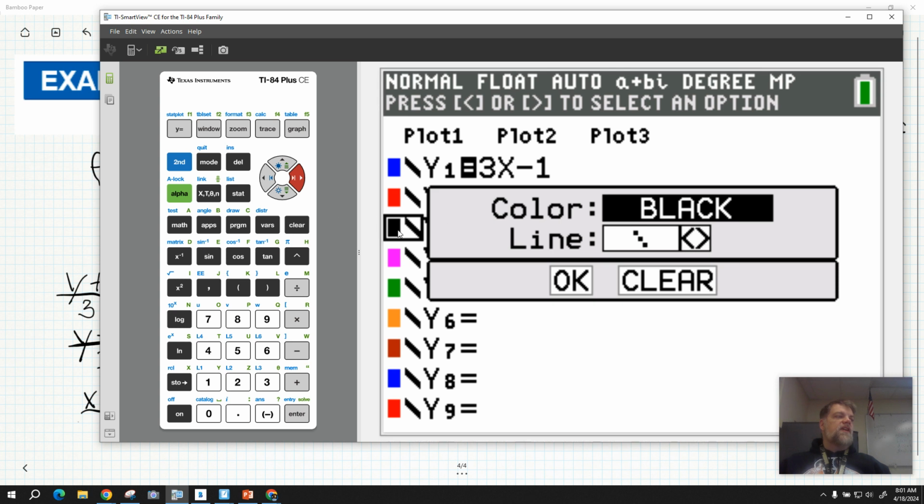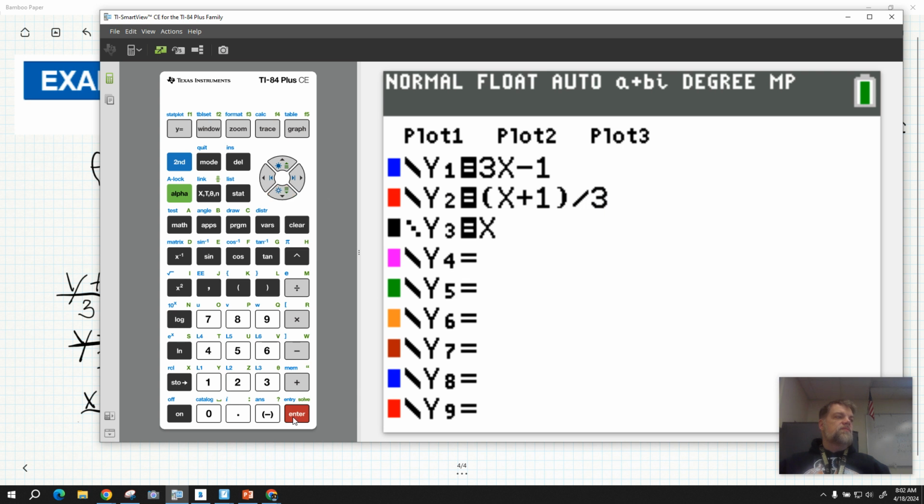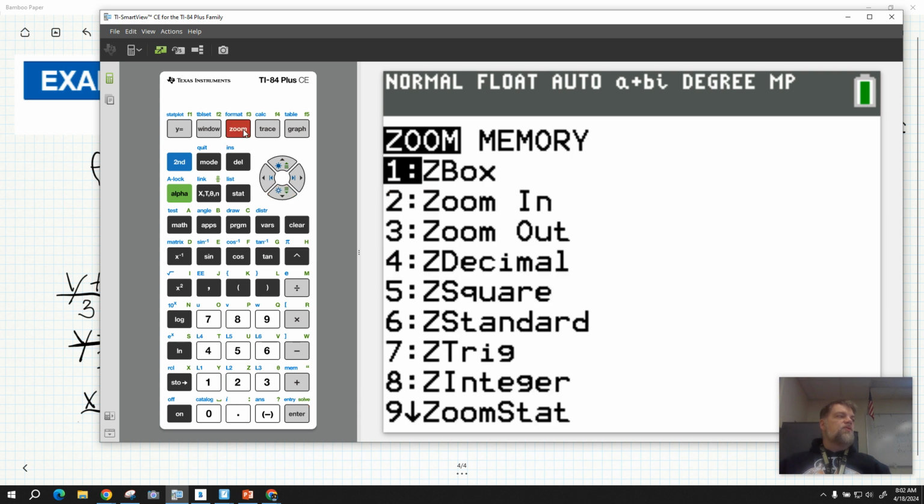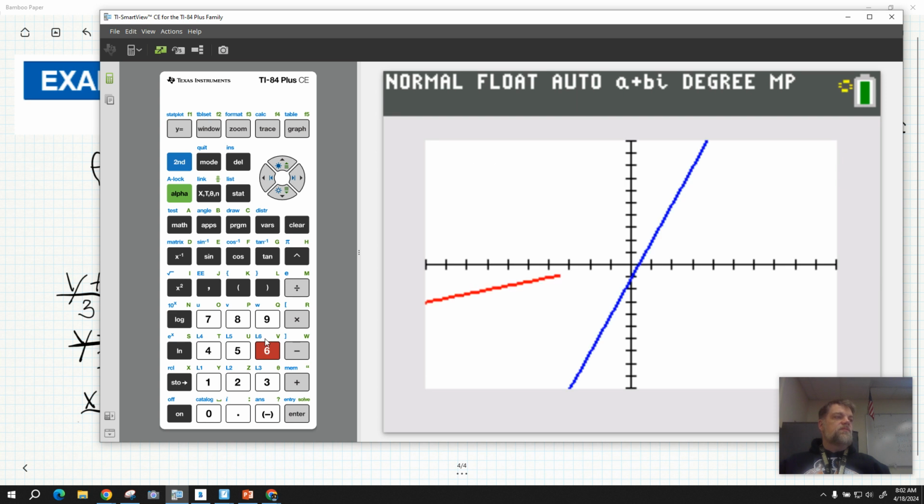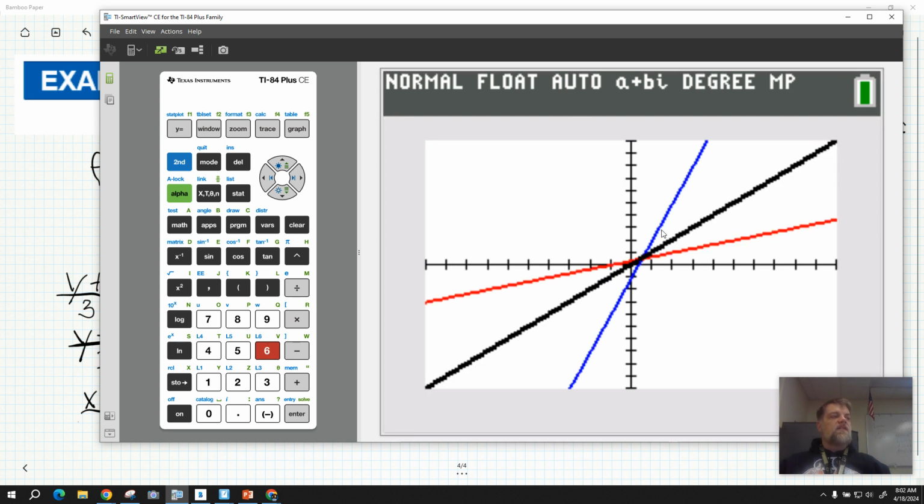You just got to go over here, and then on the older calculators, you just keep hitting enter until you get an image that looks like this. So I'm going to hit OK. All right. And then I'm going to do zoom standard just to see. And so what you see here is that our first function, 3x minus 1, is this blue graph. Our inverse function is the red graph. And then the diagonal line is the black. It's supposed to be dotted, but it's kind of big.